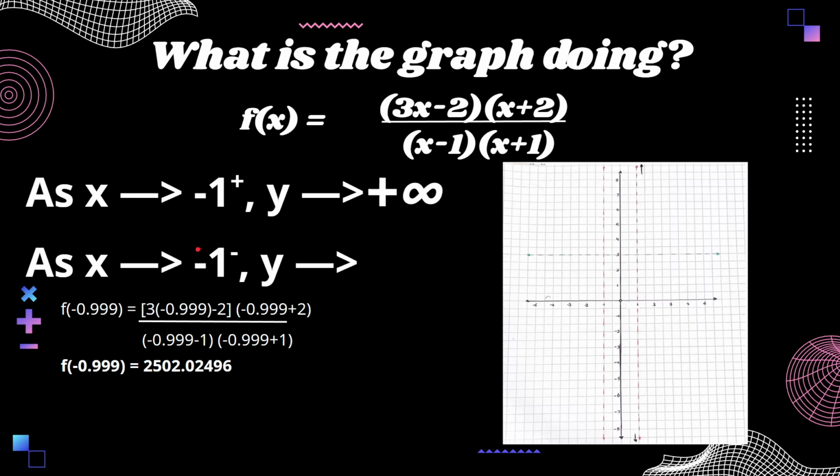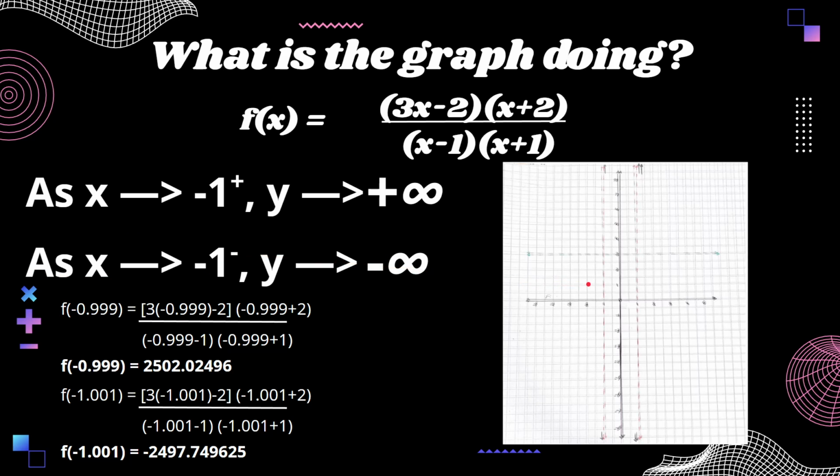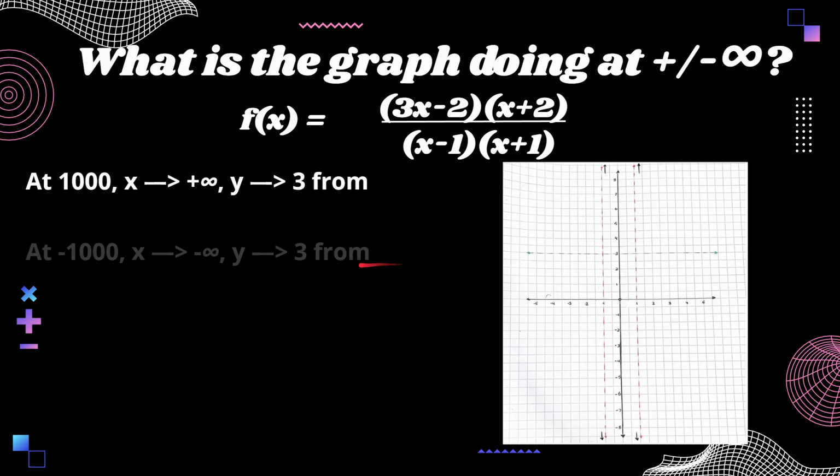And for my second question, I want to pick a value to the left of negative 1, which I picked this value, which will give me a really large negative value, which will tell me y is approaching negative infinity during this circumstance. So here, I'm just simply going to plot these down again and move on. Here, I want to figure out what my graph is doing at positive and negative infinity at my horizontal asymptote. In order to do that, I'm going to answer these two questions.